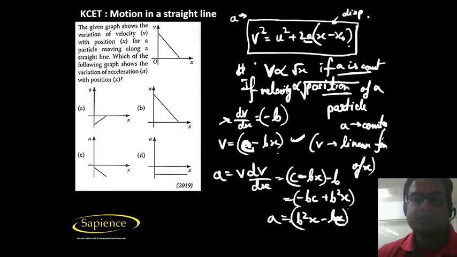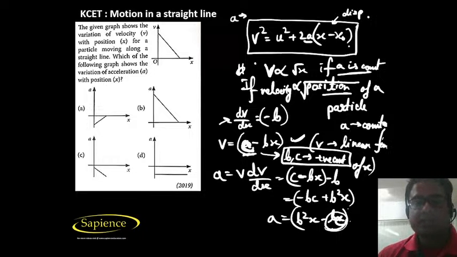So acceleration is also a linear function of x, and the intercept should be negative. Here the intercept is not positive; b and c are positive constants, so bc is a positive constant, and the intercept should be negative. So it should start from here and go like this. It means that option A is the correct answer.